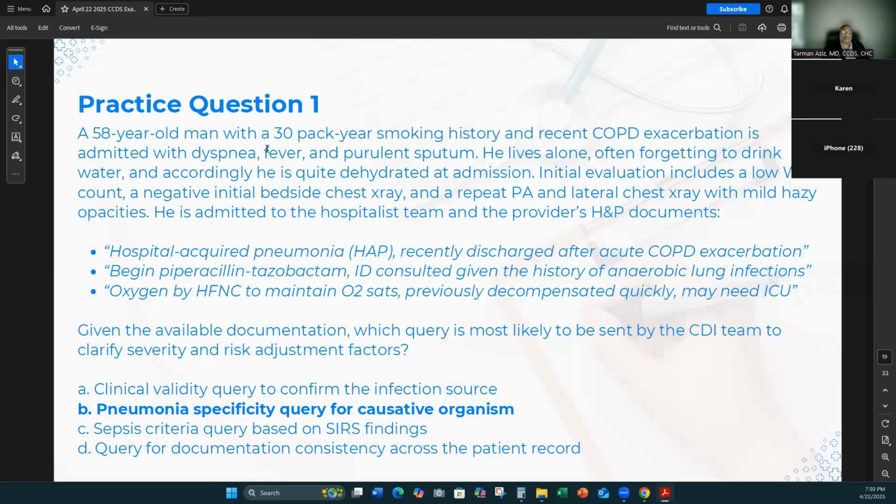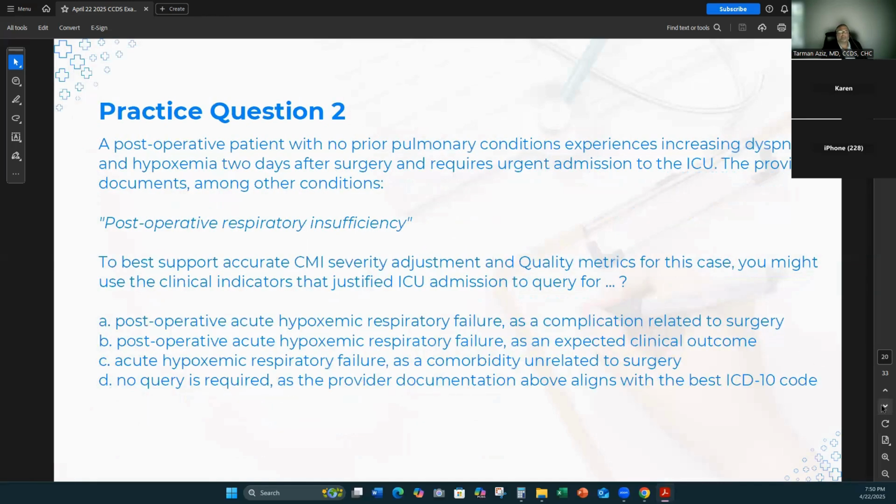And querying for documentation consistency across the patient record. There are times we might send conflicting documentation queries, but we don't have anything particularly at conflict here. It's simply that the language hospital acquired pneumonia codes to unspecified, as you nicely described, and that doesn't work here for this question. Let's have a look at the next one together. A little bit shorter, give you a little time to process this one.